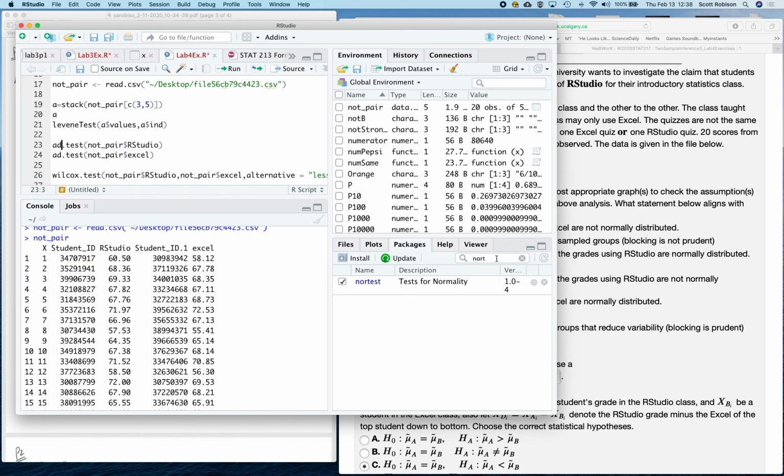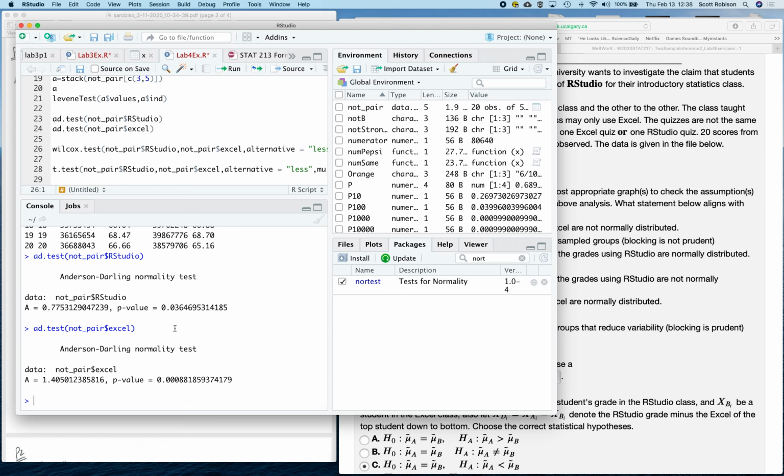Okay, so what I would like to do now is to test the normality. So with the NOR test installed and loaded, let's see if both groups are normal. Okay, so in this case, I've got a small p-value, smaller than 5% for the RStudio group, and I also have a very small p-value for the Excel group. So in this case, it looks like neither of the groups is normal. If one of them was normal, but the other was not, I would still not be able to do a t-test. I would have to do the Mann-Whitney test. So in this case, both of them are not normal, so I'll have to do the Mann-Whitney test. But even if only one of them was not normal, I still have to do the Mann-Whitney test.